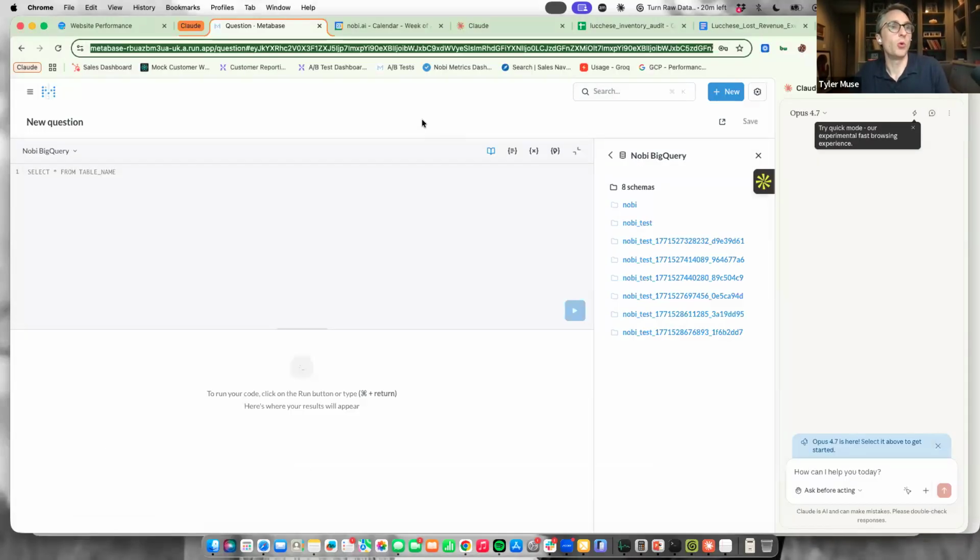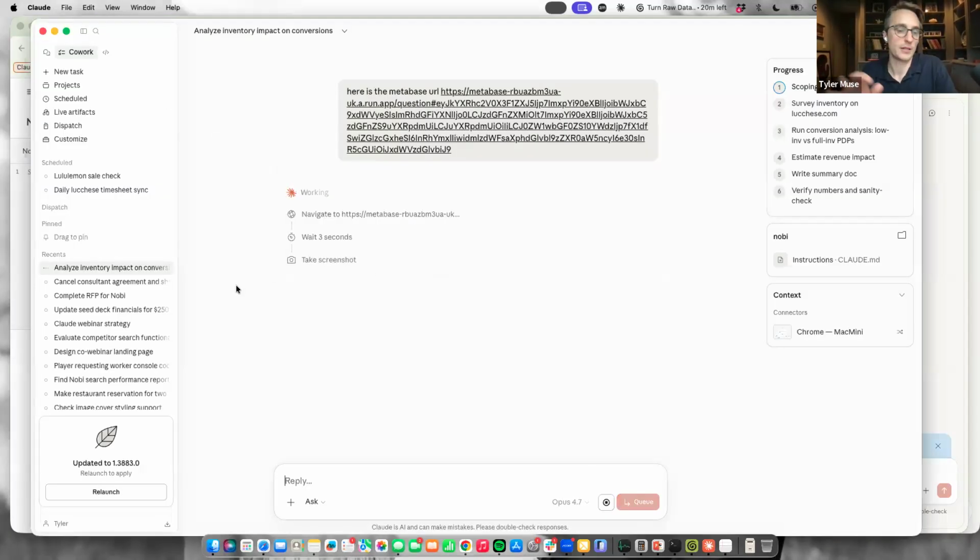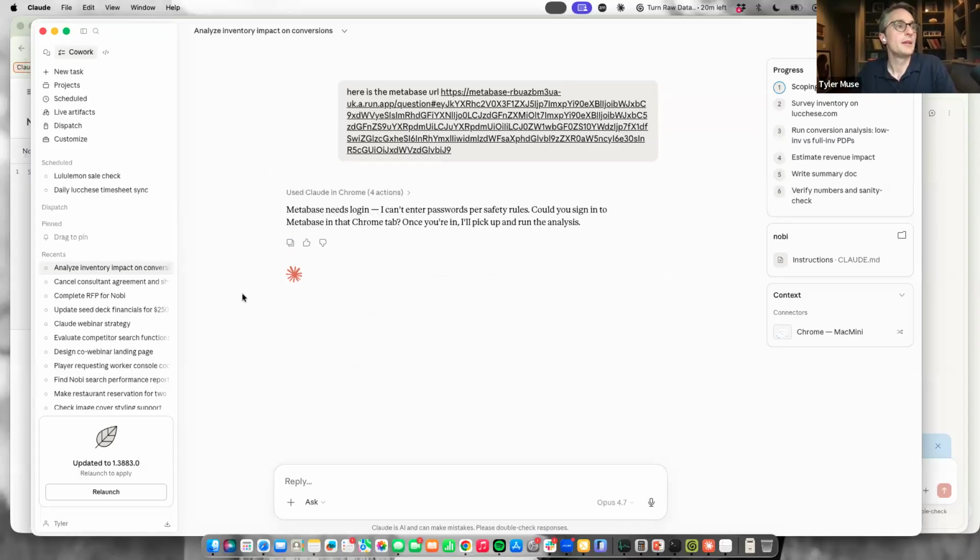And let me know if you have any issues. But once it gets in here, then it's going to start writing SQL. I have no idea what any of that is, but Claude does. And it can actually navigate the database, find the information it needs.